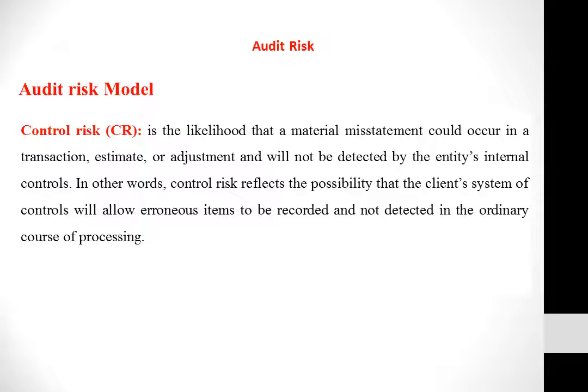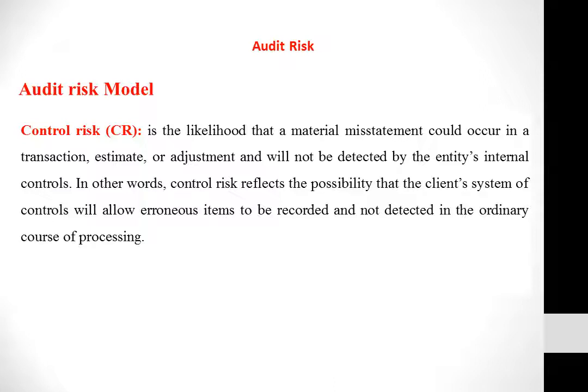Last one. So now inherent risk and control risk are related to the client, related to his process, his systems, his type of accounts. But the third type that we will discuss now is related to the auditor. The auditor is the one who does the detection. So the third component is related to the auditor. Inherent risk and control risk are related to the client.